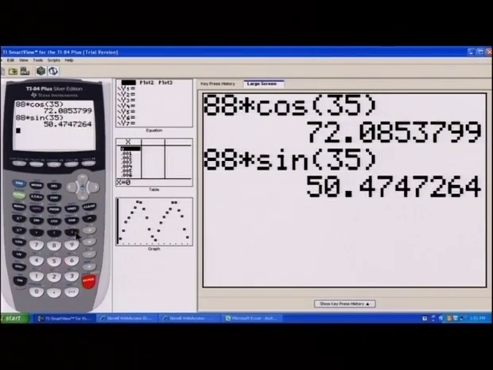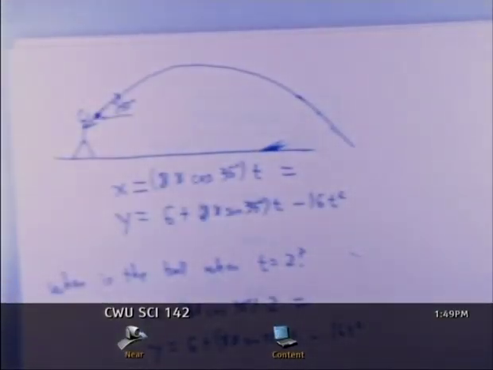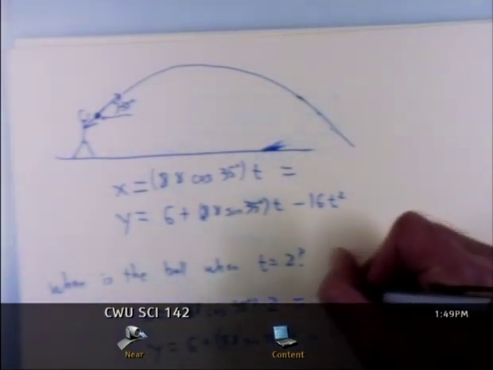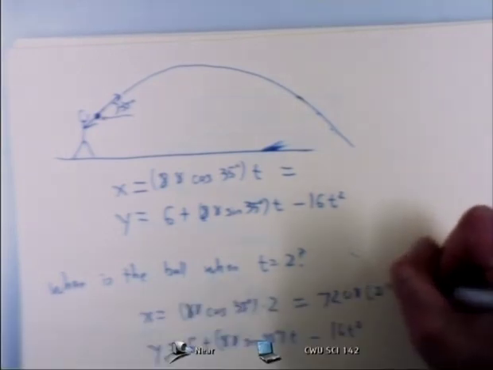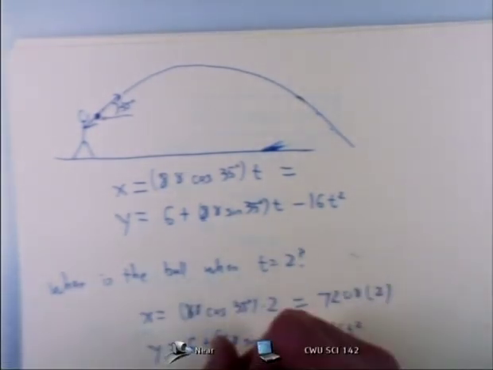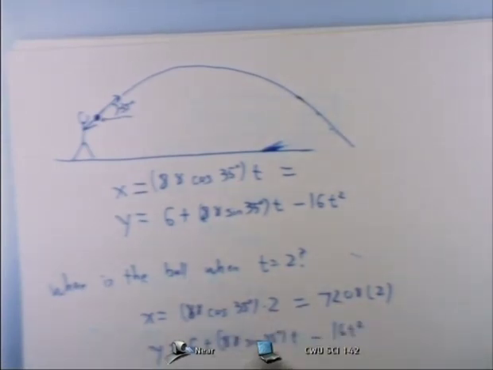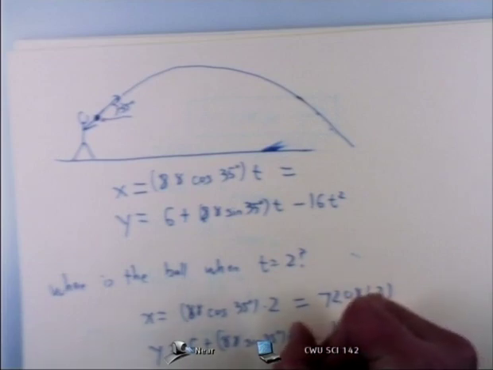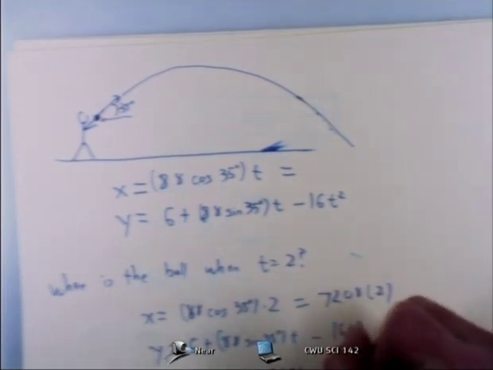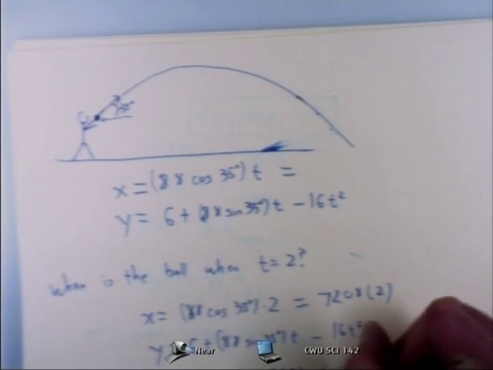Which is 50.47. So we have 2 new values now, of 72.08 and 50.47. It maybe wasn't necessary for us to find this, but I suspect if we write it this way, it might be a bit easier. Now our x-coordinate will simply become 72.08 times 2. The y-coordinate is 6 plus, remember this whole value is 50.47, 50.47 times our t, which is 2, minus 16 times t squared.